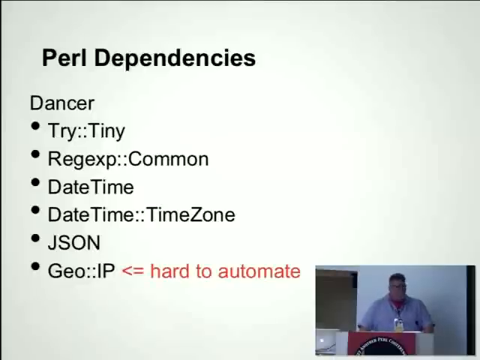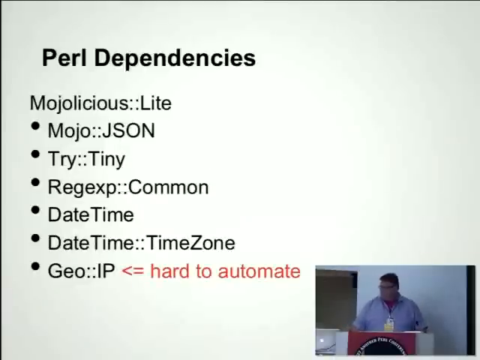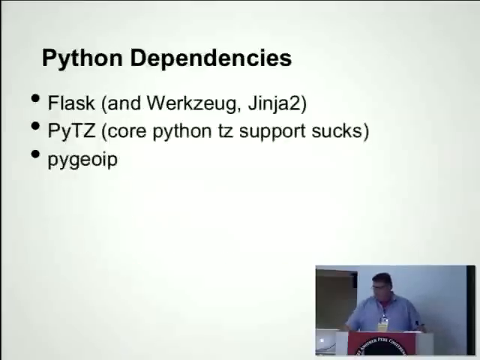I just wanted to cover the dependencies, so you can see what we're talking about here. For Dancer, it's Try::Tiny, Regexp::Common, DateTime, JSON, and GeoIP. I already mentioned that one. Mojo has basically the same list. Since Mojo has its own JSON library, it is a dependency, but it's included in a single cpanm installation. It also uses Try::Tiny, Regexp::Common, and DateTime again.